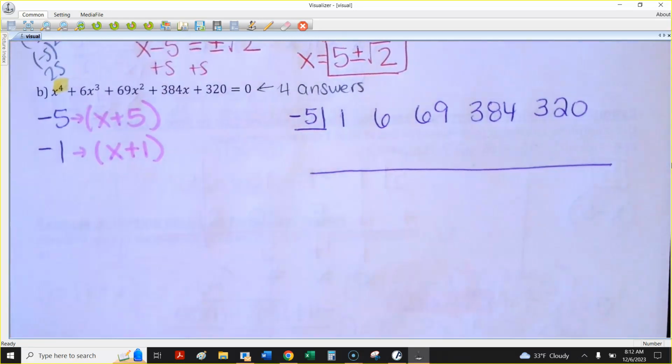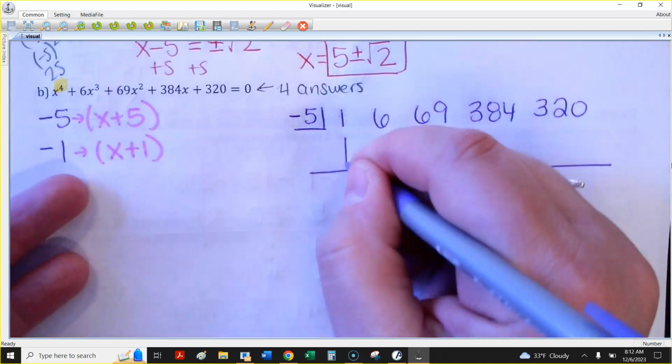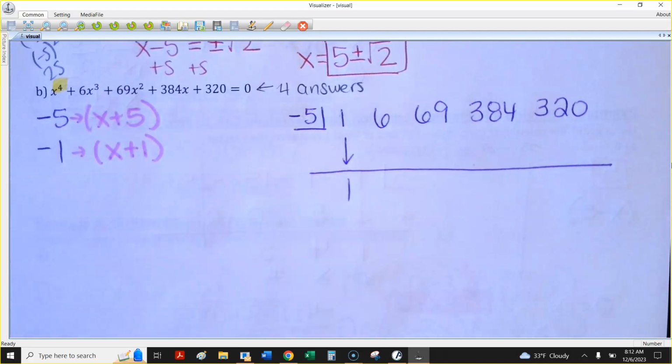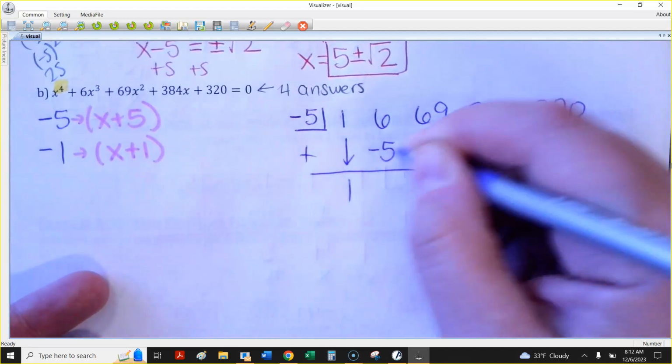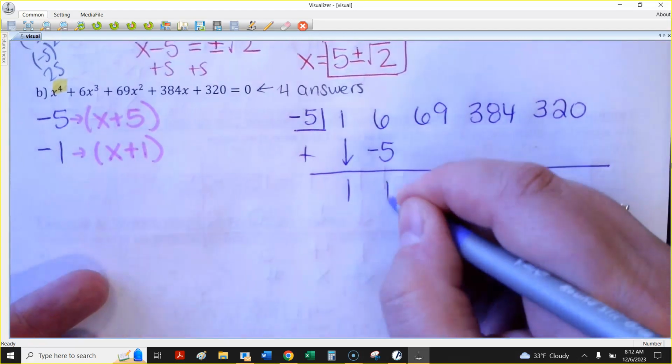Feel free to use your calculator. Some of these numbers are really big, but you just bring down that first term. I'm going to multiply and add all the way down. So -5 times 1 is -5. I'm going to add that to 6, so I'm actually just going to get 1.